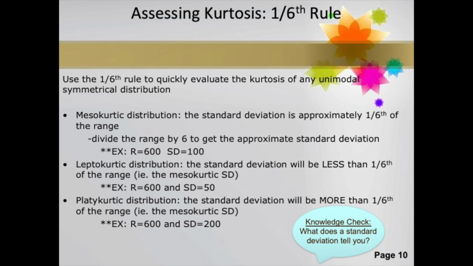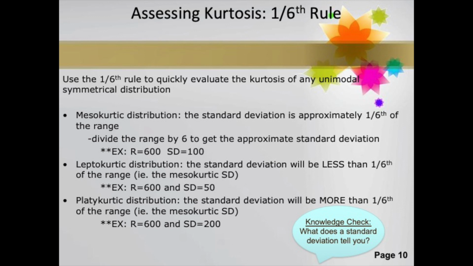So the way that we would go about assessing kurtosis just using numbers is first we would look at the given range, and we would say, okay, if this is our range and we divide it by 6 using the 1/6 rule, the standard deviation we would get would be x, whatever it is. And then once you have what the mesokurtic standard deviation would be, if the shape was a normal curve, then you can compare the actual standard deviation from the data set to what the mesokurtic standard deviation would be. And from there, you can determine if you have a leptokurtic or platykurtic shape, or if you, in fact, do have a mesokurtic shape.